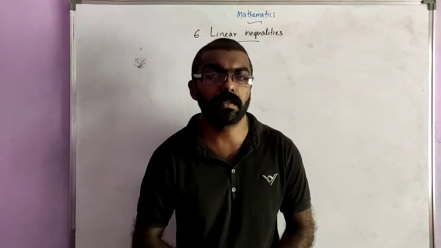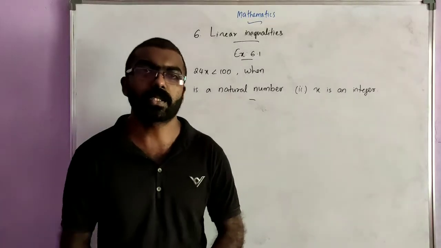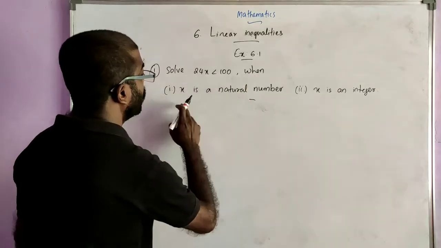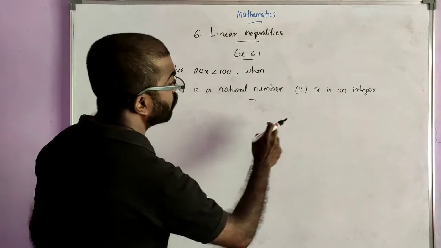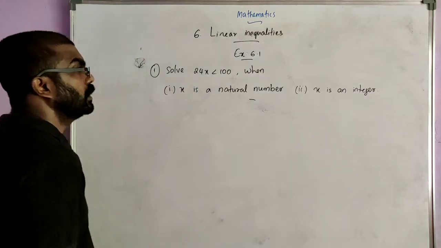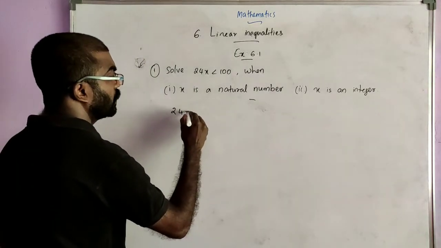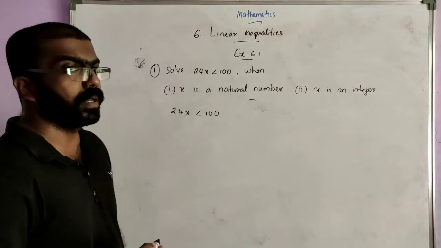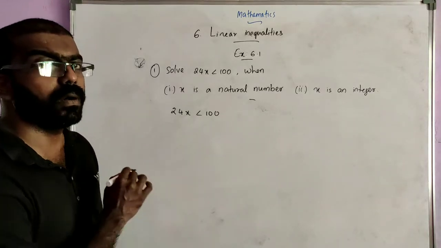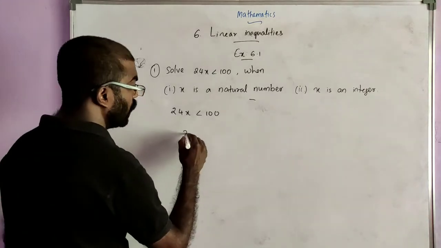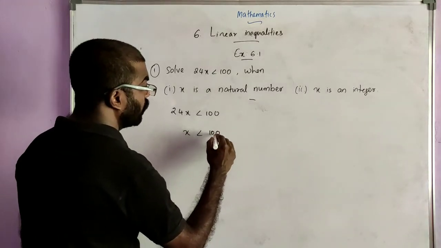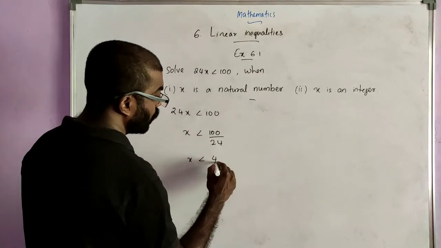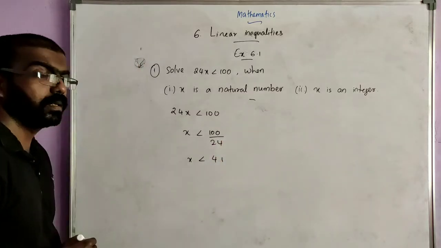Now we shall start exercise 6.1. Here the first question is: solve 24x less than 100, when first sub-question, x is a natural number, second, x is an integer. 24x is less than 100. So in order to find the value of x, we can divide by 24 on both sides. So here x is less than 100 divided by 24, that is, x is less than 4.1 and so on.